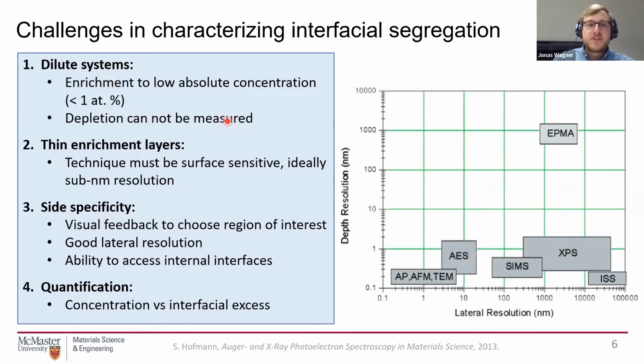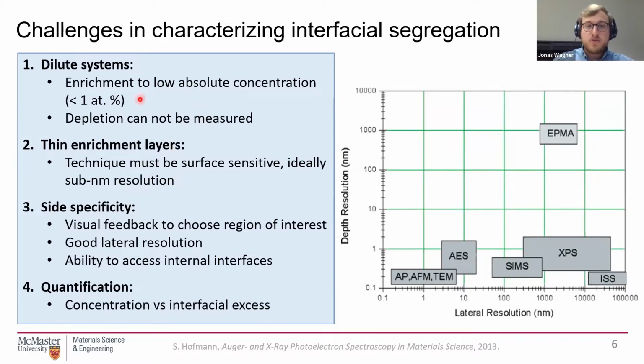Also, in other situations where we measure enrichment, we have the other side of the medal that we can check, have a sanity check, right? If I see an enrichment, I usually also see a depletion. But here in our case, because the bulk concentration is so low, we cannot usually measure the depletion. Also, because we are talking about such thin layers, in the extreme case, only one atomic layer, we need a technique that is very surface sensitive, right? So ideally a sub-nanometer resolution, depth-wise.